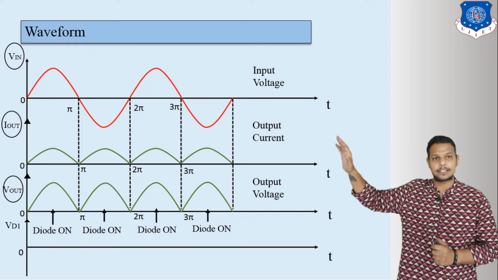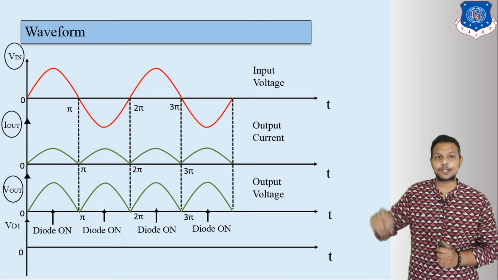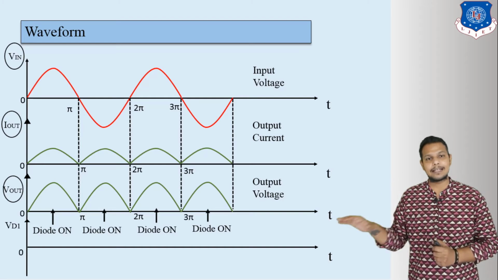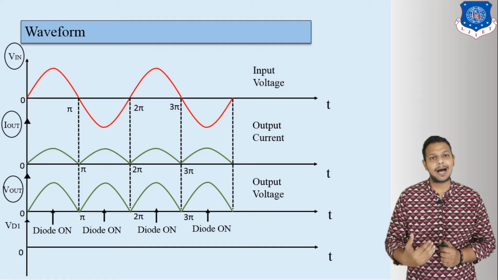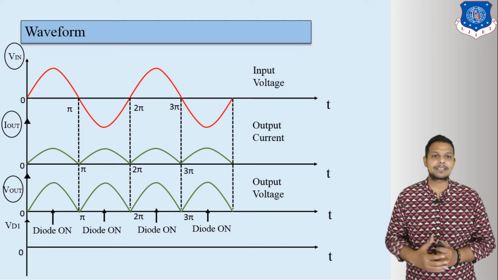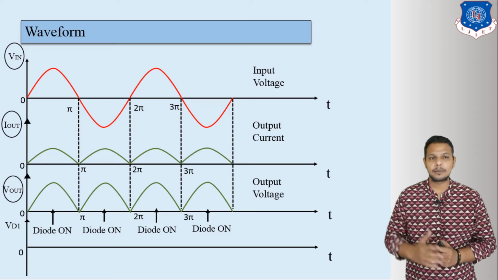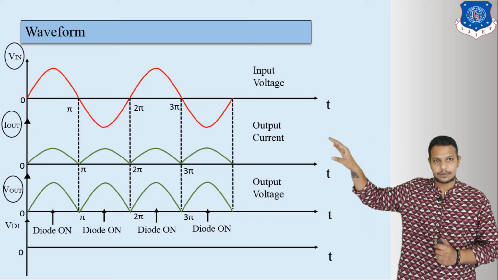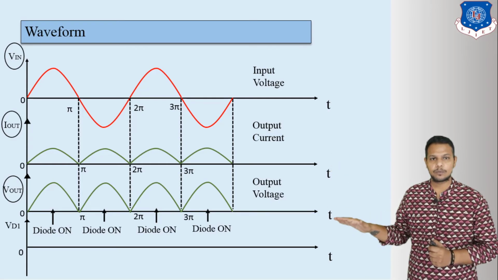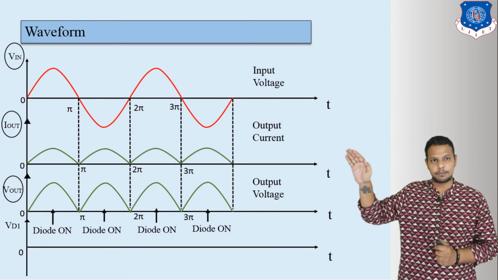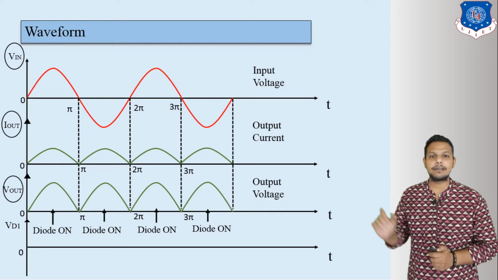But here this indicates the output current. Make sure its amplitude is a little bit lower than the voltage, because here the I equals V by R effect is generated. Im equals V by Rs plus Rf plus RL. But here the amplitude of current is lower than the voltage. So this is the input, output current, and output voltage waveform, along with VD1.